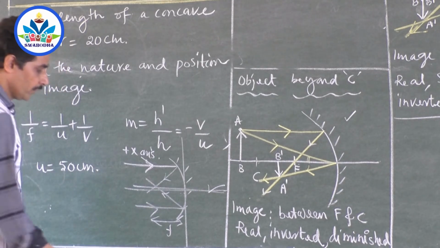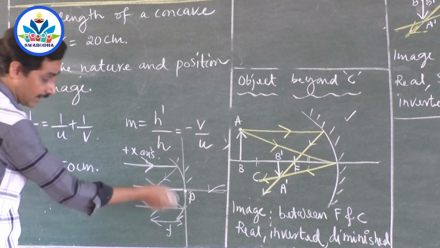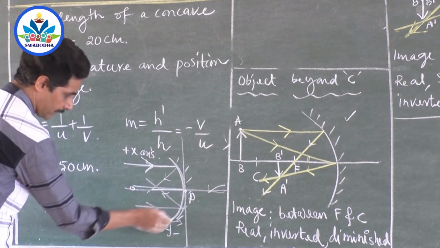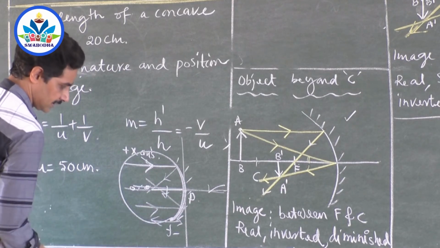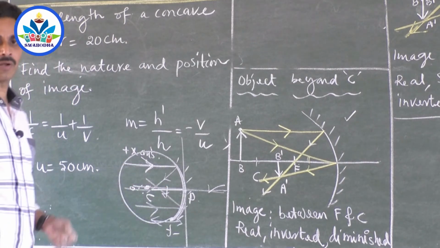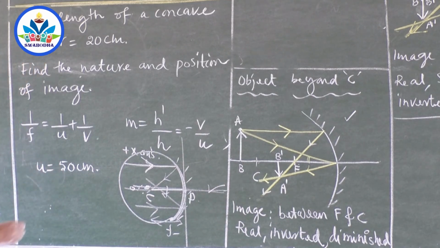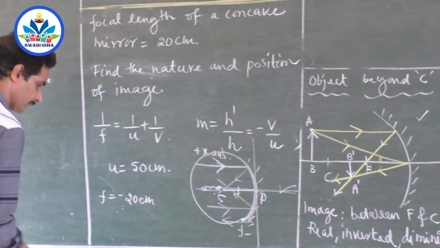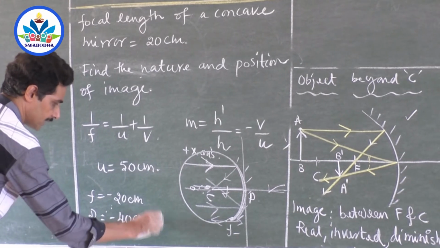So now, all the distances are measured from the pole. The focal length comes on the left hand side, so it is negative. The center will be somewhere here because this is part of a sphere. Of course, if this is the focus, this is the center. The radius is negative for a concave mirror. So the focal length, strictly, is -20 centimeters. And the radius is -40 centimeters because R = 2f.